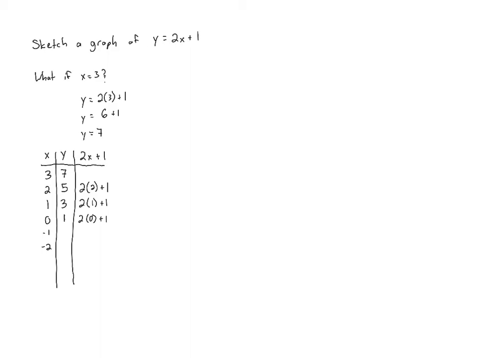All right, let's plug in negative 1. 2 times x, which is negative 1, plus 1. 2 times negative 1 is negative 2, because a positive times a negative is a negative. So we've got negative 2 plus 1. Well, that gives us negative 1. And then lastly, we've got x equals negative 2. 2 times negative 2 is negative 4. Negative 4 plus 1 is negative 3.